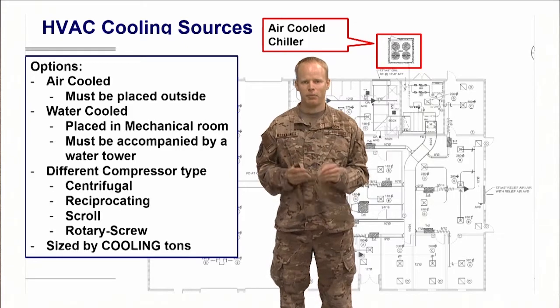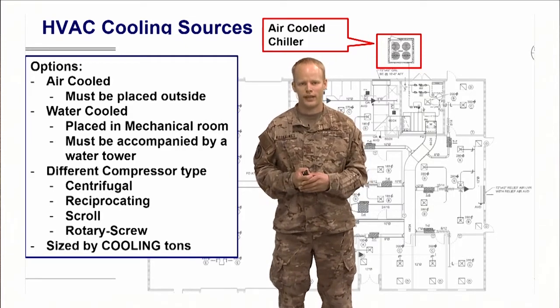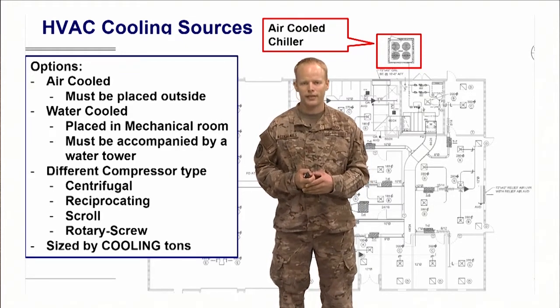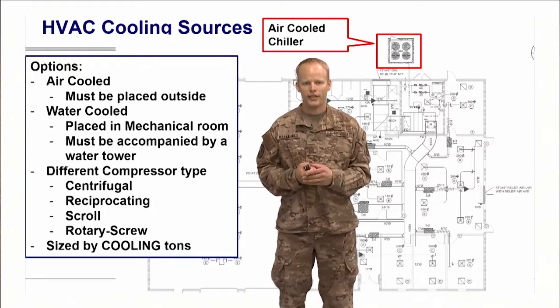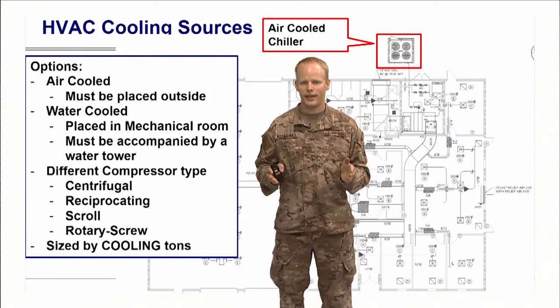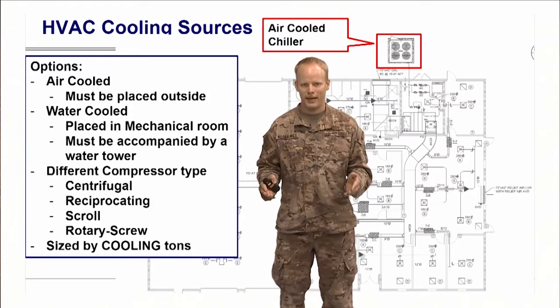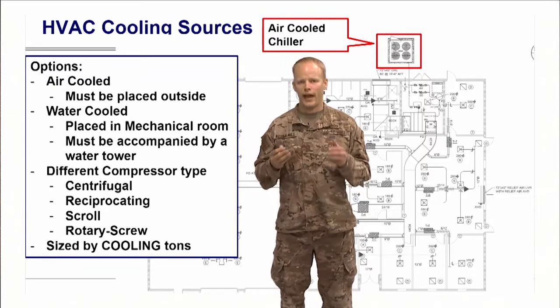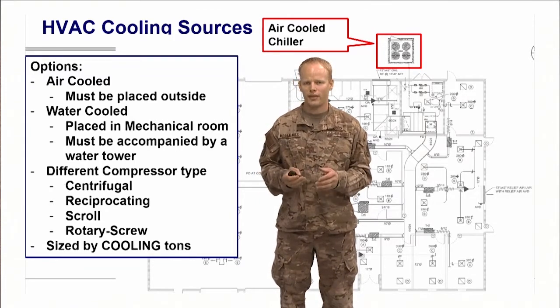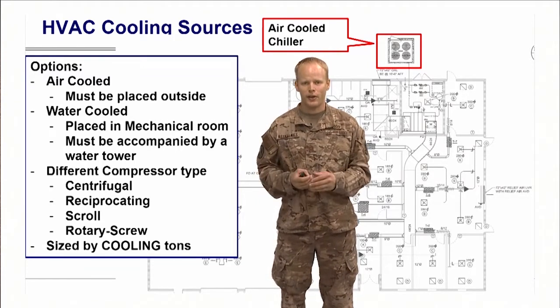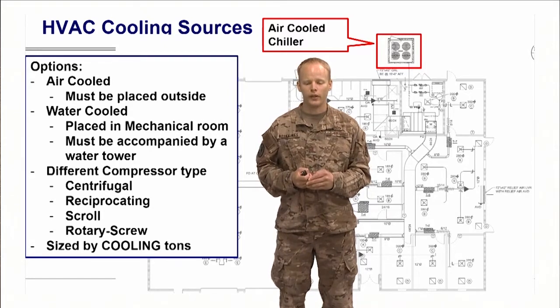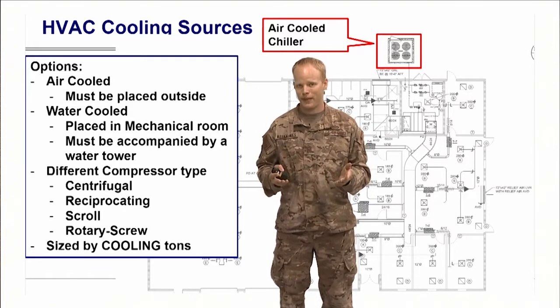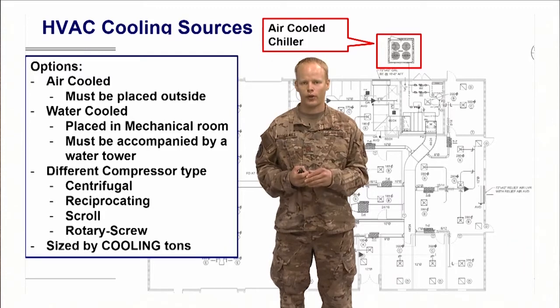And then lastly, probably the most important thing, once you've identified what kind of equipment, is what size of equipment. We size this off of cooling tons. Now this cooling ton is not 2,000 pounds. This is in BTUs per hour. This is an energy transfer rate, represented traditionally by the amount of cooling that 1 ton of ice, 2,000 pounds of ice, would provide over a 24-hour period.